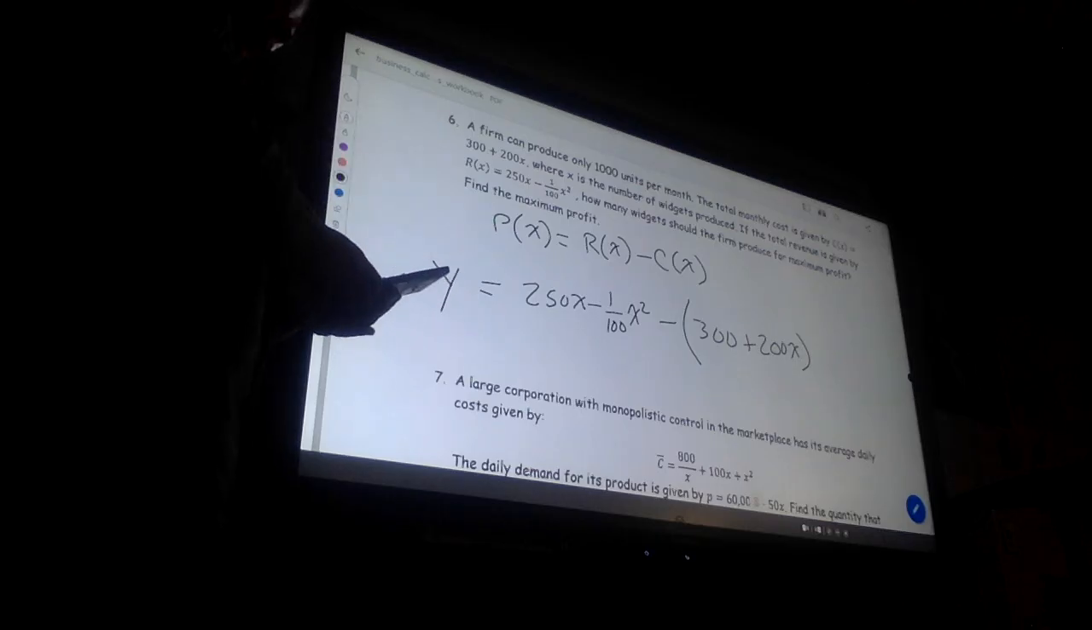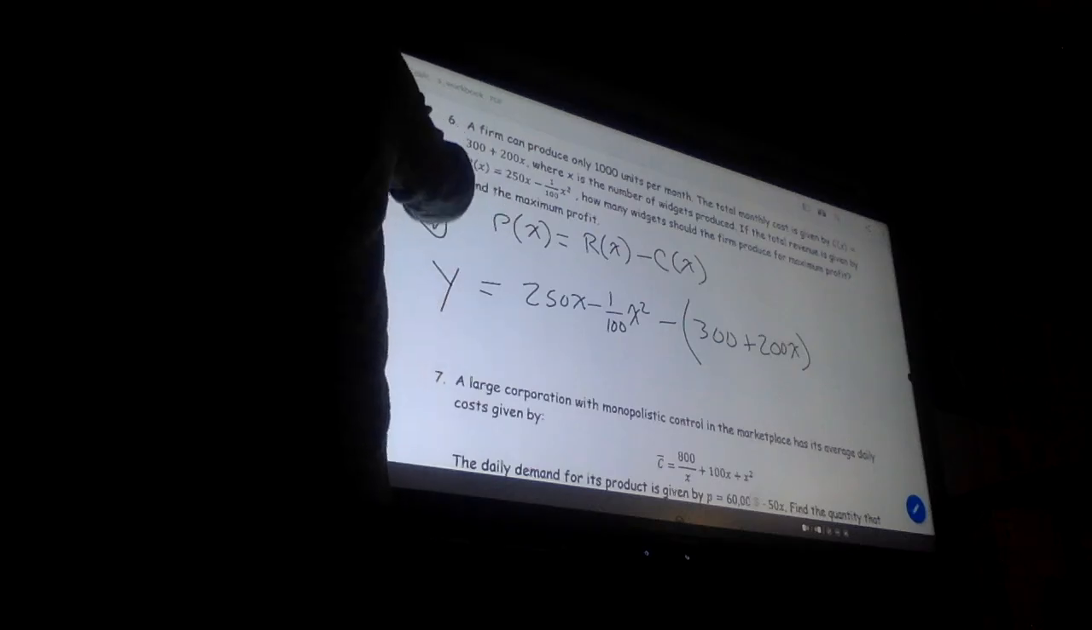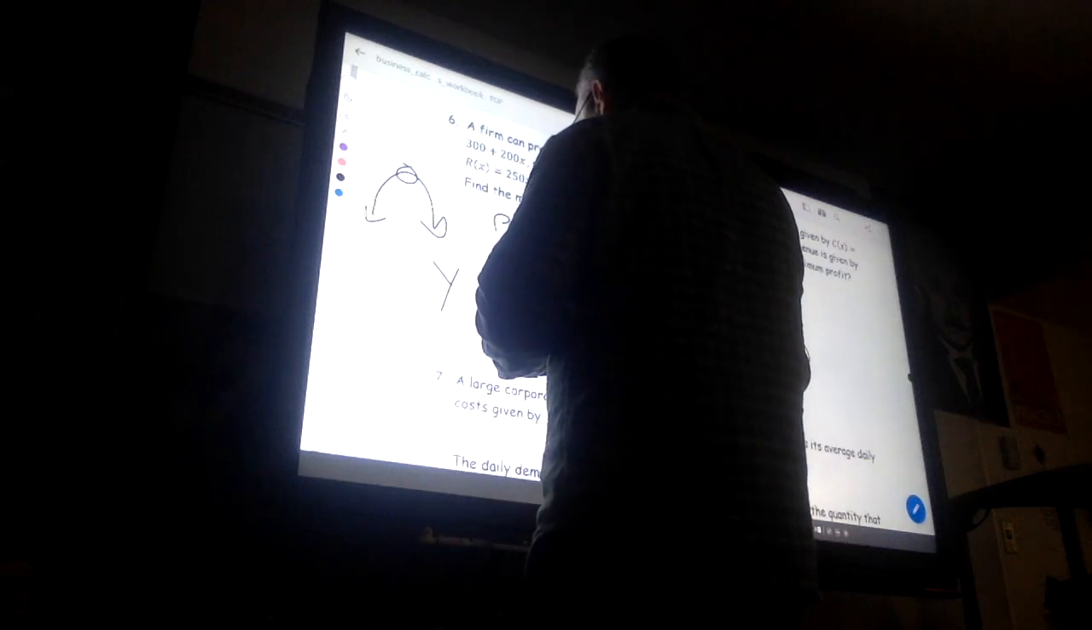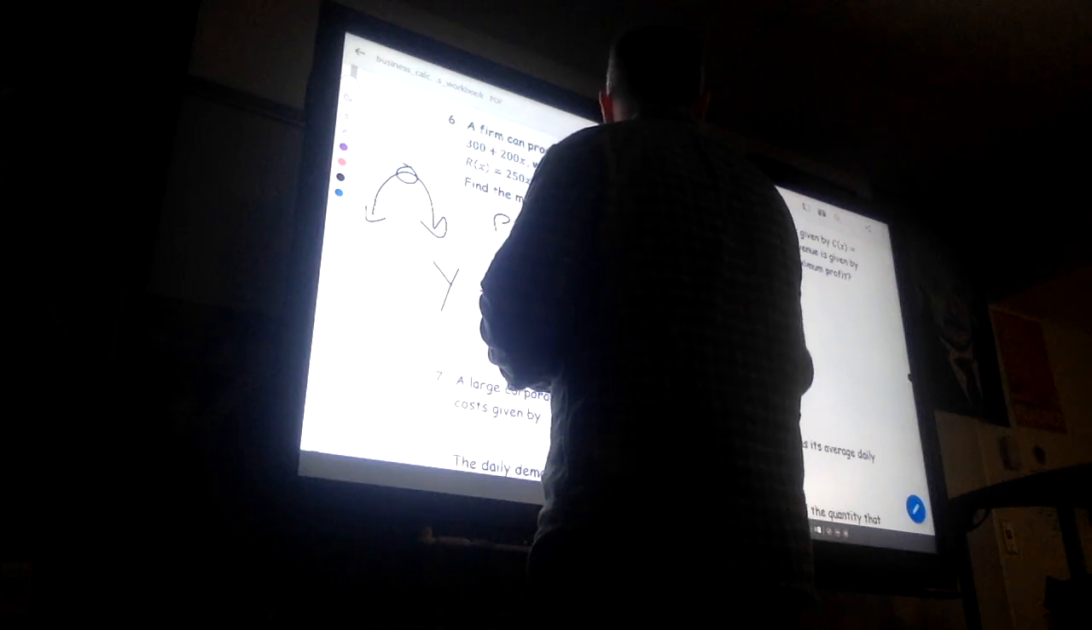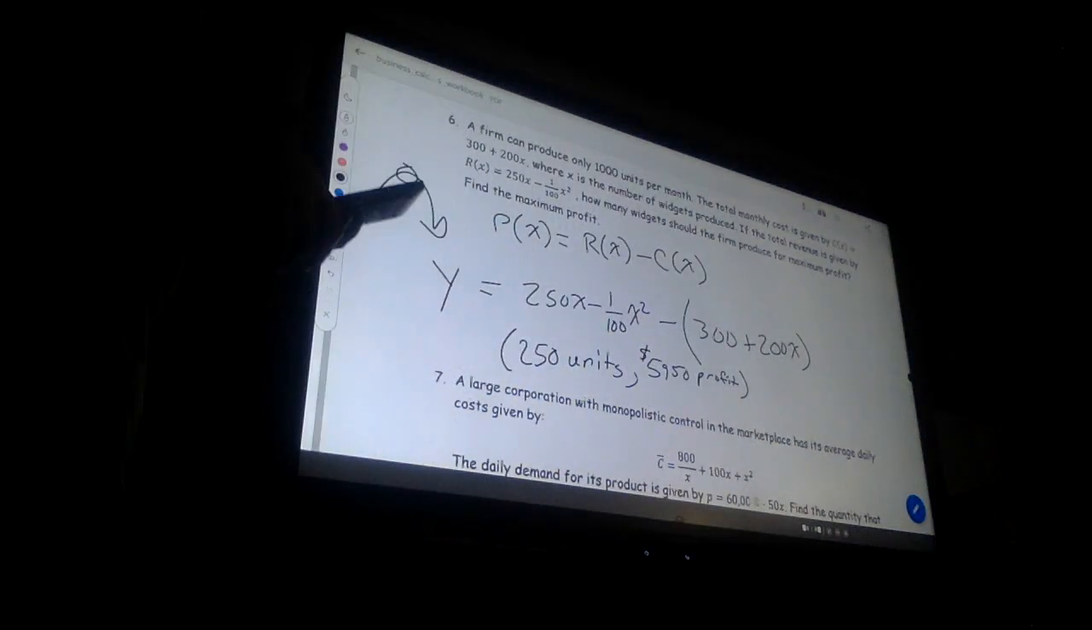So if I zoom fit it, it's going to be a parabola. It looks like this. So we're finding the vertex. So it's the maximum, left side, right side. So if I produce 250 units, my profit is going to be $5,950. Yay. We like profit. Cool.